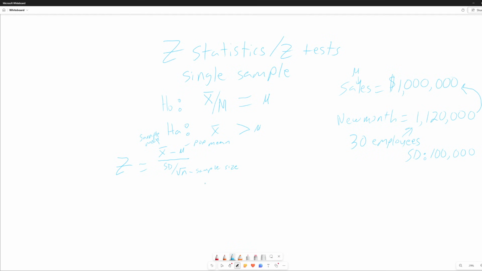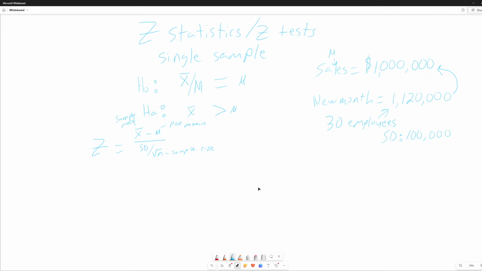So all we have to do then is plug in the numbers and solve for z. But before we solve for z, we need to decide how we are going to determine whether this is a statistically significant increase in sales. So what we need to do is, just like I crafted in that prior video where we talked about the logic of null hypothesis significance testing.